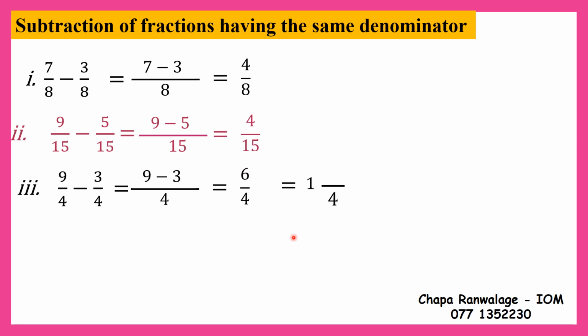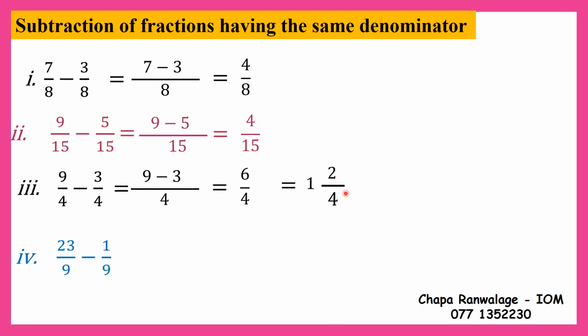What is the remainder? 6. 4 times 1 is 4. To obtain 6, we have to add another 2. So the remainder is 2. You can check. So 4 times 1 is 4, 4 plus 2 is 6.